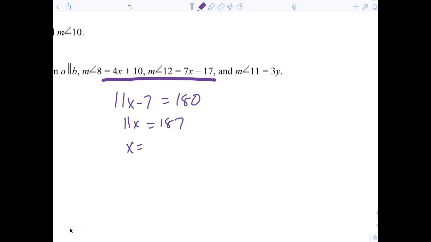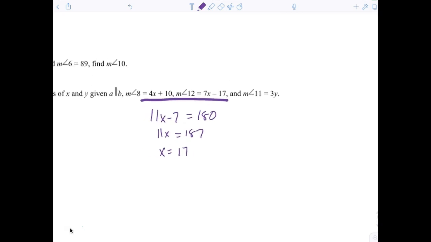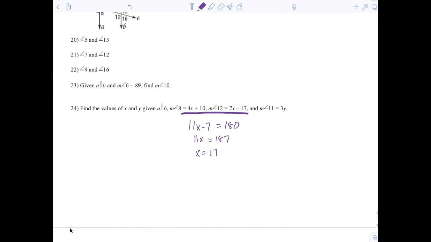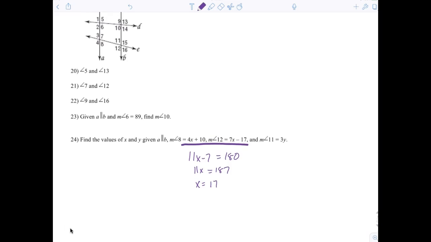So x is equal to 17. Do you agree with that? All right. Now that x is equal to 17, I'm trying to figure out what the measure of angle 11 is. So 11 right here. You could say, if you want, 11 is equal to 8, or it is supplementary to 12. Those are your options. And so if x is equal to 17, then angle 8 would equal 78 degrees.